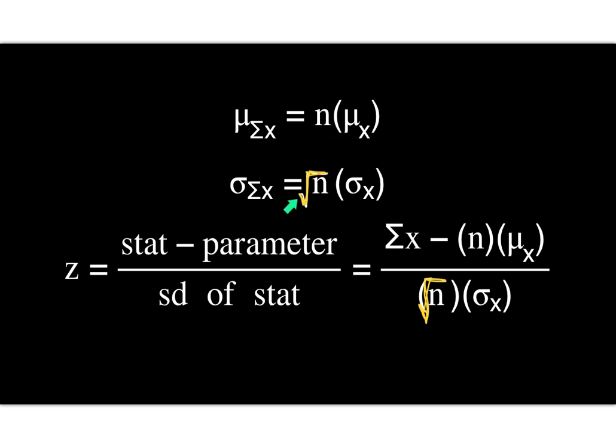So this standard deviation, instead of being the standard deviation divided by the square root of n, for sums it's the standard deviation times the square root of n. This stays the same. Instead of x, it's the sum of x's. Or instead of x bar, it's the sum of x's. N times the mean for the mean of all the sums, and then the standard deviations of the sums.